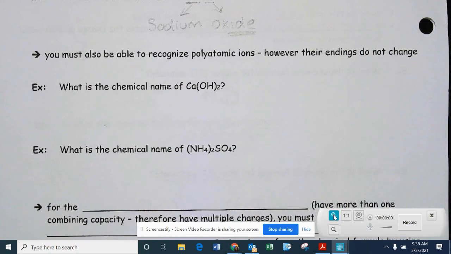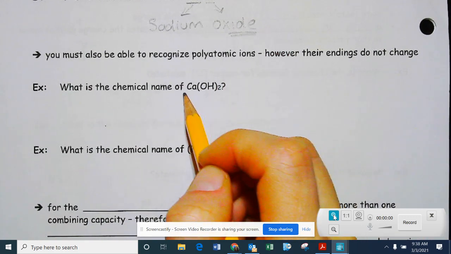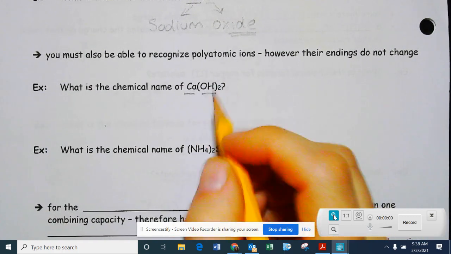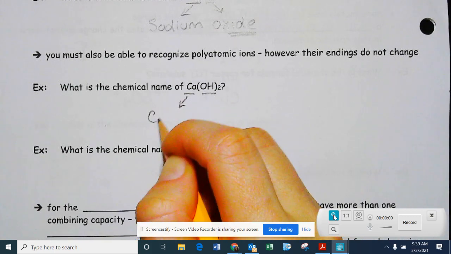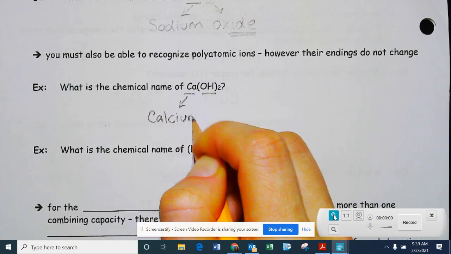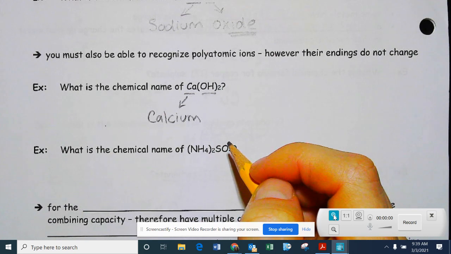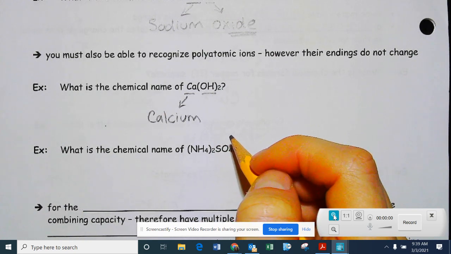Okay, next one is calcium and OH. So calcium, do I need to specify the charge on calcium? No, it's in the second row. Yeah, Amber?